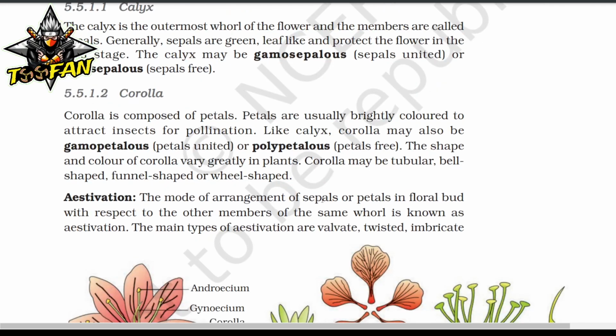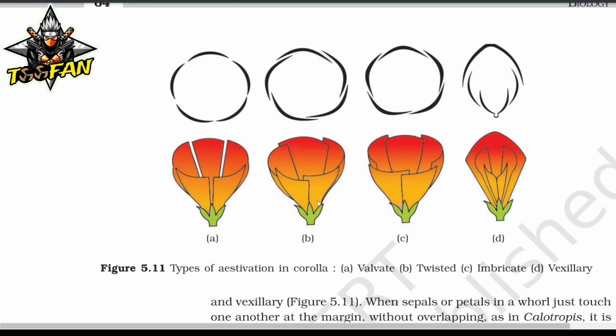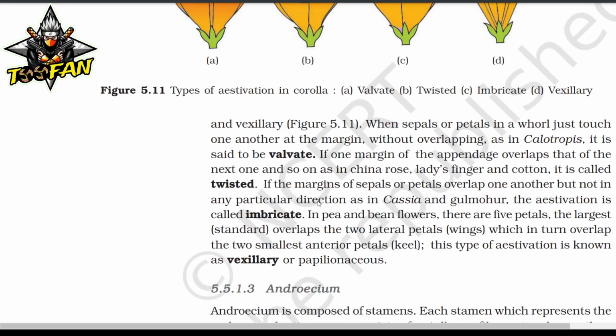Aestivation, the mode of arrangement of sepals or petals in floral bud with respect to other members of the same whorl, is known as aestivation. The main types of aestivation are valvate, twisted, imbricate, and vexillary. When sepals or petals in a whorl just touch one another at margin without overlapping, as in calotropis, it is said to be valvate.